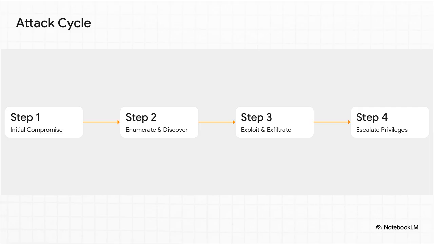And the attack itself, it's really just a simple, repeatable loop. You start with an initial compromise. From there, you enumerate and discover the environment. Once you find a weakness, you exploit it to grab a better key. And then you escalate your privileges. And with that new power, you just start the cycle all over again, digging deeper and deeper.